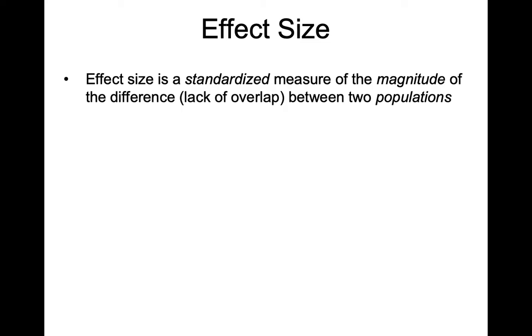Effect size is a standardized measure of the magnitude of the difference between two populations. And by magnitude of the difference, this is often conceptualized as the lack of overlap between two populations. So in our example, we can think about a population of people that don't take our LSAT prep class and a population of people that do. And we can think about the distribution of those people in those two different populations and the extent to which those distributions overlap or don't in terms of the scores that people get on the LSAT.